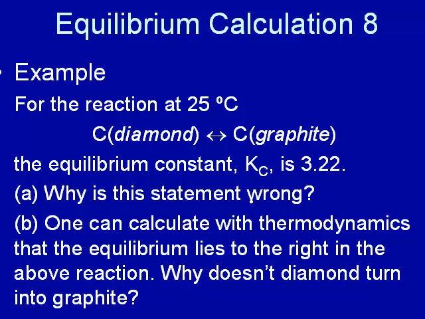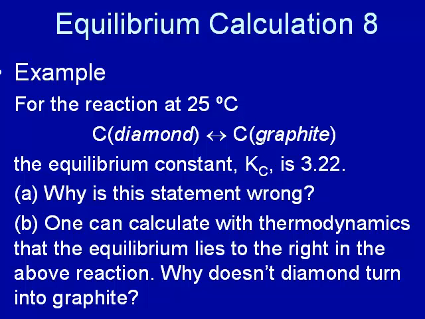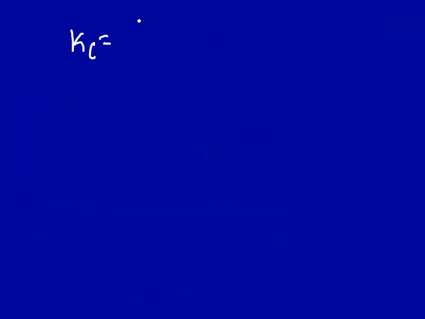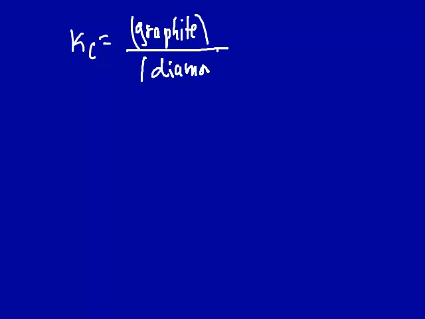Why is this statement wrong? Well, I don't know. Let's take a look. So what we're going to express, Kc, will be the concentration of, let's see, how do we write that? Graphite. So graphite concentration expressed in molar divided by concentration of diamond expressed in molar. But this is a solid and this is a solid.